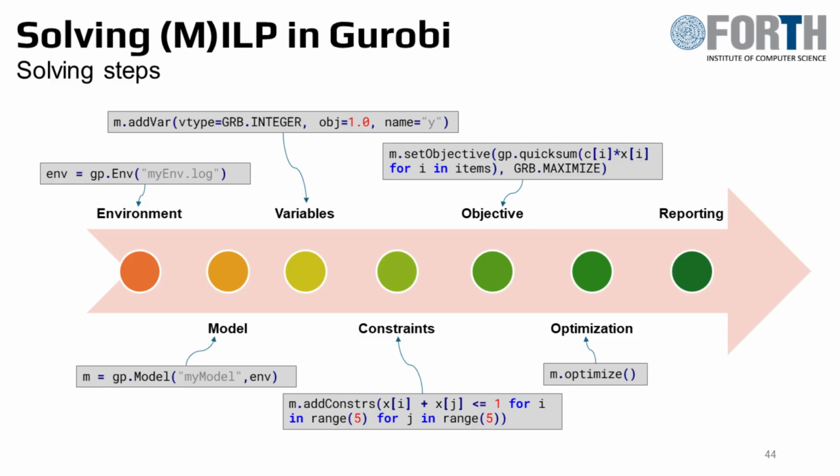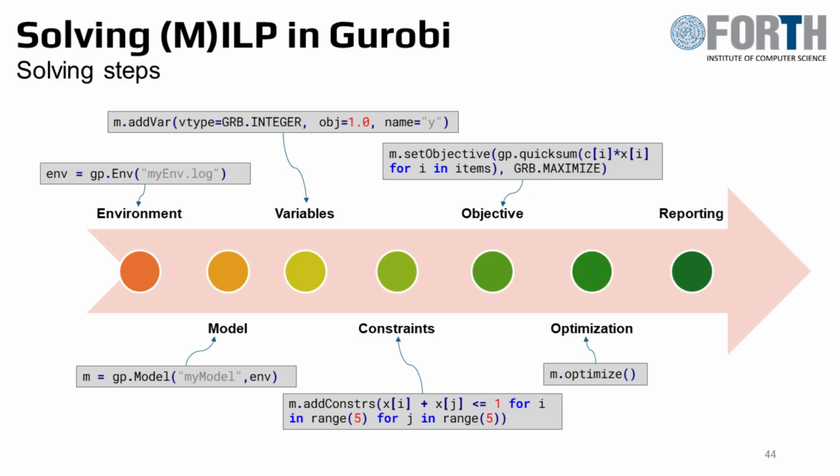Once the model exists, we define decision variables. For integer programming, this usually means specifying variables with type GRB.INTEGER or GRB.BINARY. Each variable may also have bounds and optionally an objective coefficient. After defining variables, we add constraints. In practice, constraints are often added in batches using comprehensions or loops, which makes model construction concise and scalable. Then we define the objective function. In Python, this is typically done using quicksum to build linear expressions efficiently.